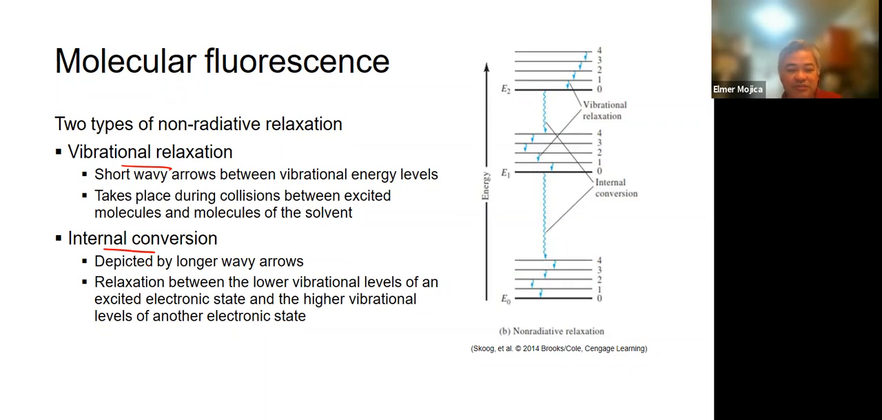Now, the other form of this non-radiative relaxation, this is just what we term as internal conversion. Okay, and if you're going to look at the internal conversion compared to what we call the vibrational relaxation, it's much what? Longer. Okay, depicted by longer wavy arrows. So relaxation between the lower vibrational levels of an excited electronic state and the higher vibrational level of another what we call electronic state. Okay, so if you're going to look at this internal conversion, this we could say there's a transition between states of the same multiplicity.